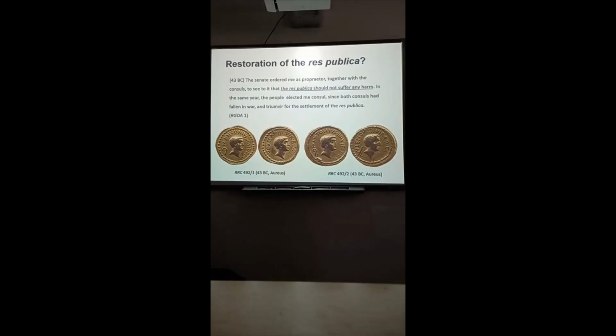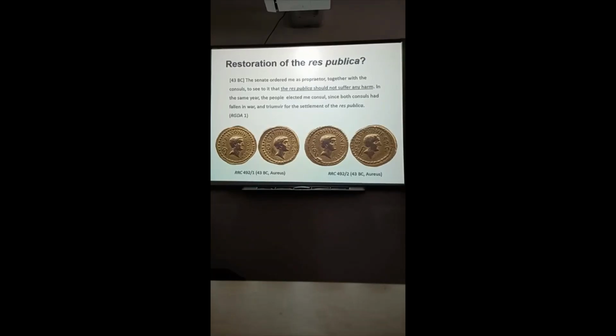So once again, this decree of the Senate, we're in a really bad state, you need to do something, is coming into play. And he's using this as a way to explain why he's been given such exceptional power. In the same year, the people elected me consul. You have to be 42 to be a consul. But he's now saying the people elected me, it was their choice. Since both consuls had fallen in war, and also elected me triumvir, so one of three men, a board of three men, that's literally what triumvirate means, for the settlement of the res publica.